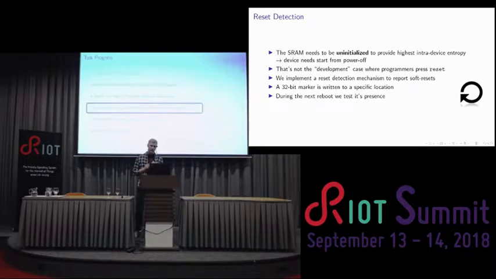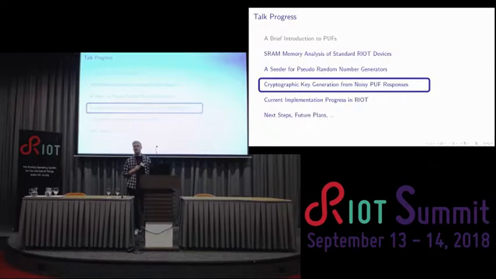Fine. So where are we? Right now, I introduced PUFs. I showed you initial memory analysis of common RIOT devices, and I showed an approach how we extract the random components of devices in order to generate seeds for our PRNGs. Now, in the following, I would like to focus on some reproducible numbers to reliably generate keys from a noisy PUF response. So, the component which was our friend in the previous section is not our friend anymore.